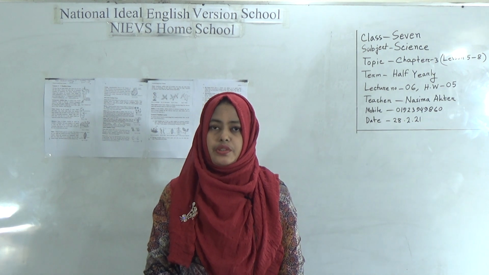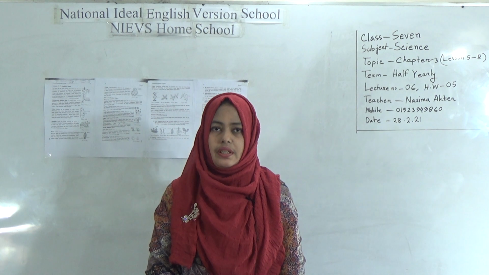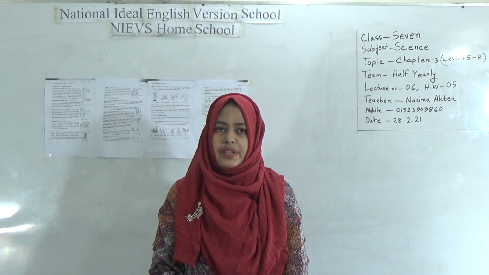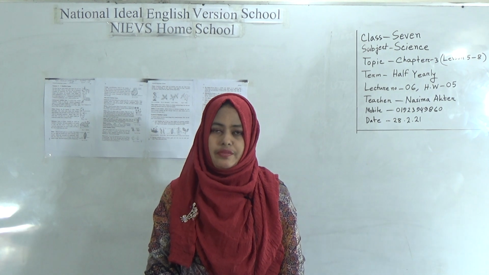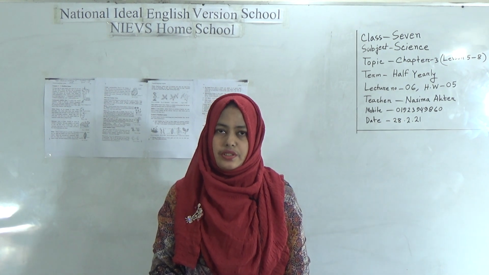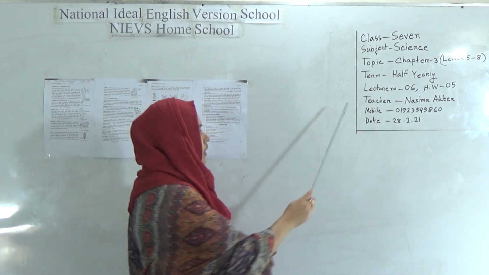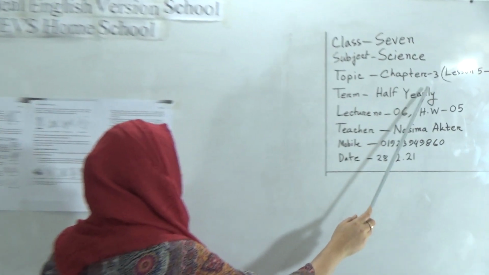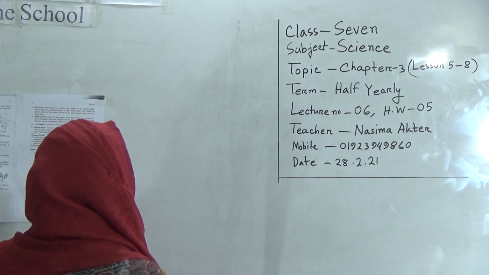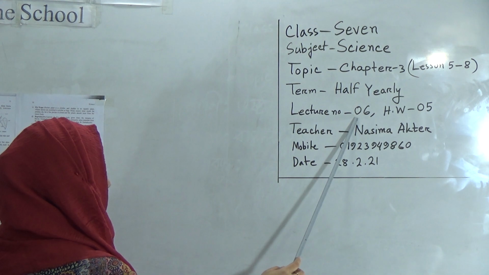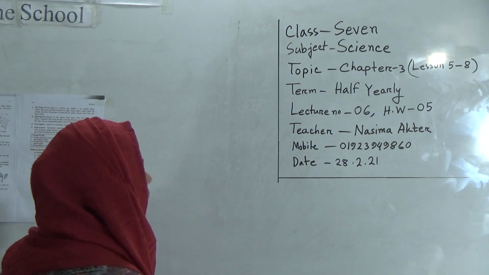Dear students, today I am going to take a science class for class 7 students. Our today's topic is chapter 3. Today we will read lesson 5 to 8, and this is lecture number 6, and our today's SW is number 5 SW.